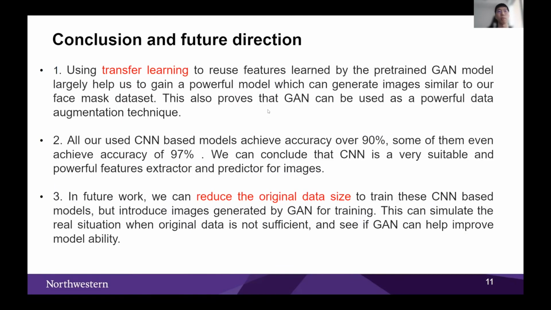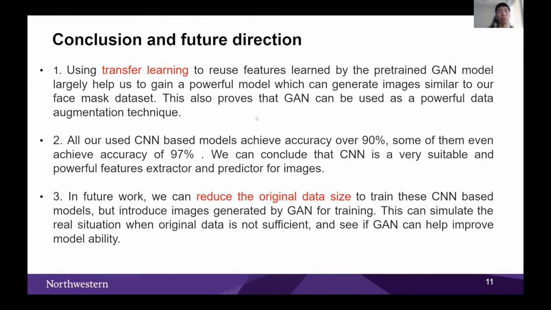Finally, here is our conclusion and future direction. First, using transfer learning to reuse features learned by the pre-trained GAN model largely helps us gain a powerful model which can generate images similar to our face mask dataset. This also proves that GAN can be used as a powerful data augmentation technique.